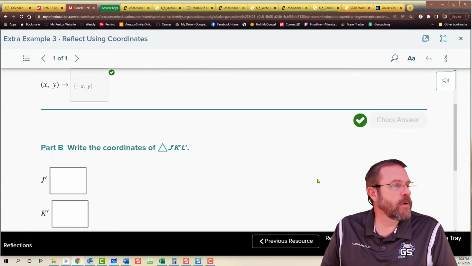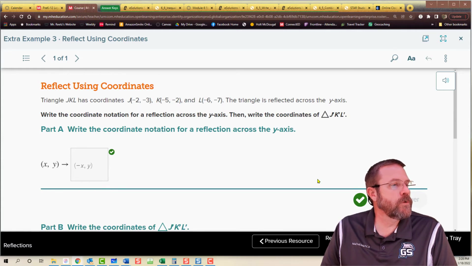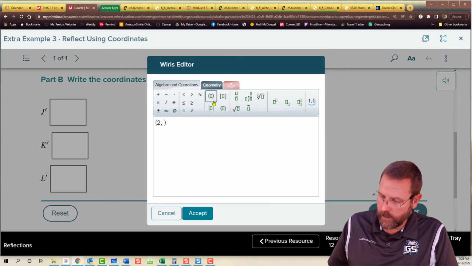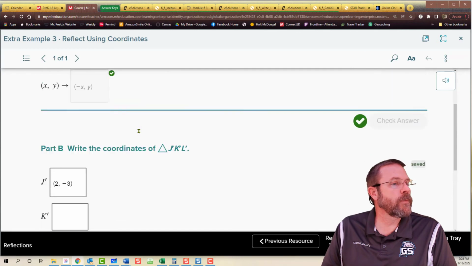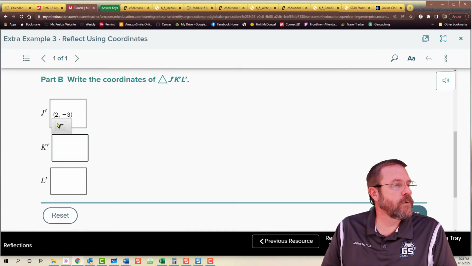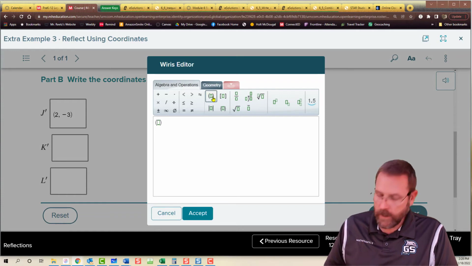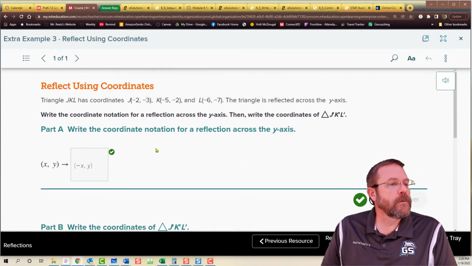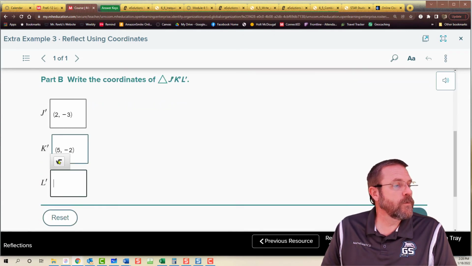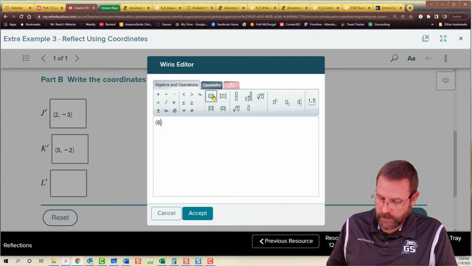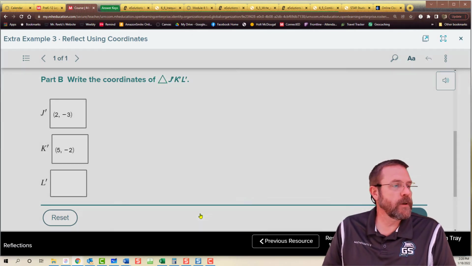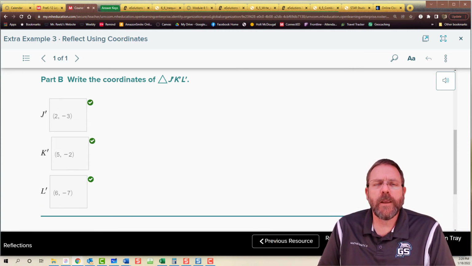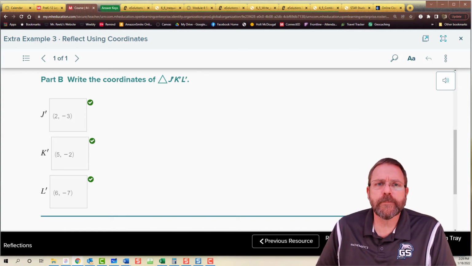That means when we plug our values in, we did have (-2, -3) for J, so that's going to become (2, -3). So that'll go right there. K was (-5, -2), so now it's going to become (5, -2), and then L was (-6, -7), so that is going to end up becoming (6, -7). And just by doing that, we found out what the location of each of the new points were going to be without doing anything real hard or complicated.